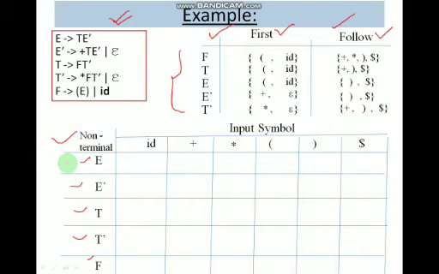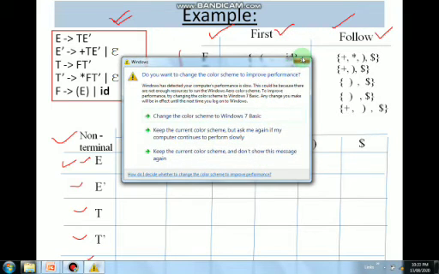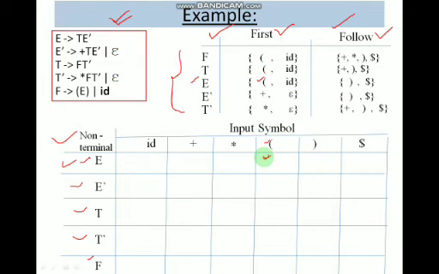We will fill the entries one by one. First of all, we will fill the entry for this row E. Where is E? This is E. First we will make an entry for this terminal. Where is this terminal? Here, this one, the open parenthesis. Now what entry will we fill here? We will fill here this one.